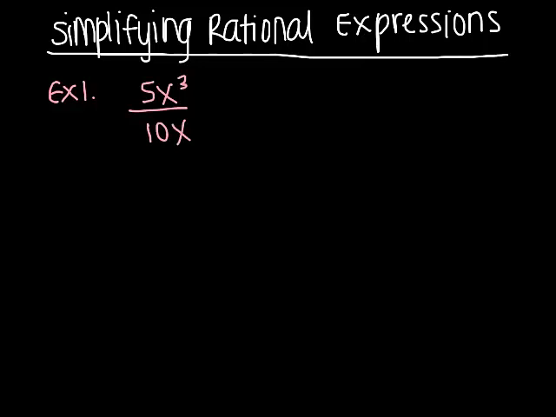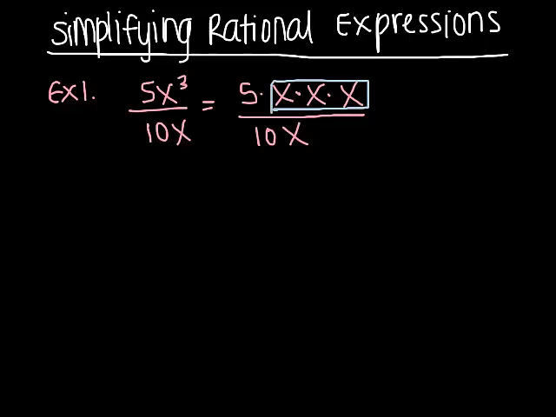Okay? Now when I look at this, I'm looking for a way to simplify. So I want to take a look at the 5 over 10 separately from the x cubed over x. So I'm just going to rewrite this so I can see things a little bit more clearly. When I have x cubed, that's the same thing as x times x times x. So x cubed is x times itself 3 times. That's what the definition of an exponent is. So if I take a look at this, I can see that I have 3 x's on the top of this fraction and 1 x on the bottom.